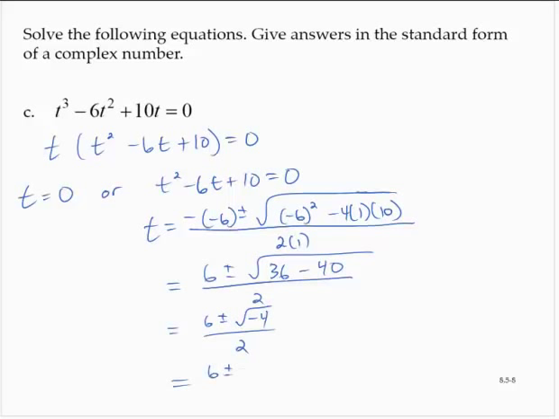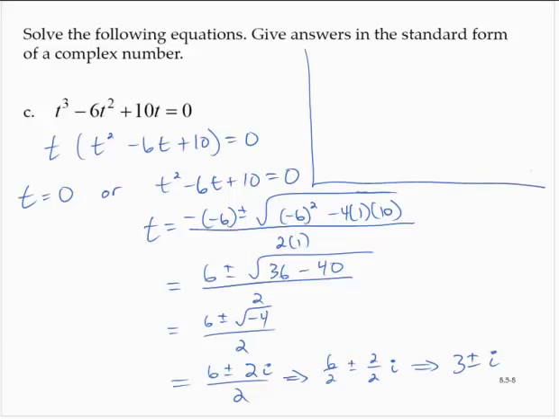So that's 6 plus or minus 2i over 2. That one was much easier. The square root of negative 4 is 2i. Continuing, that would be 6 over 2 plus or minus 2 over 2 i, and so that's 3 plus or minus i. So there are three solutions to the equation. Move up here. t equals 0, t equals 3 minus i, t equals 3 plus i.